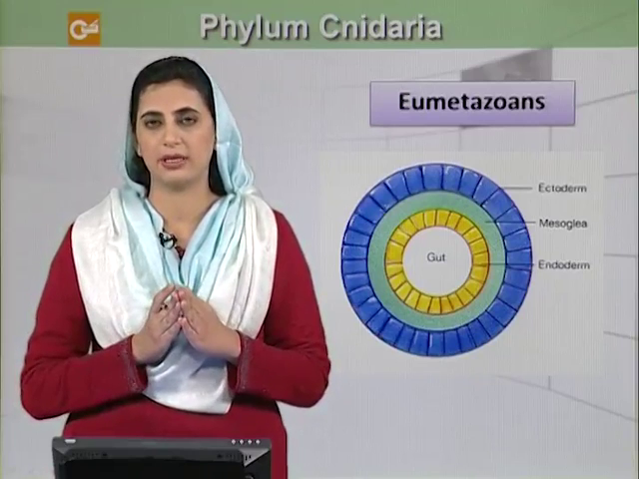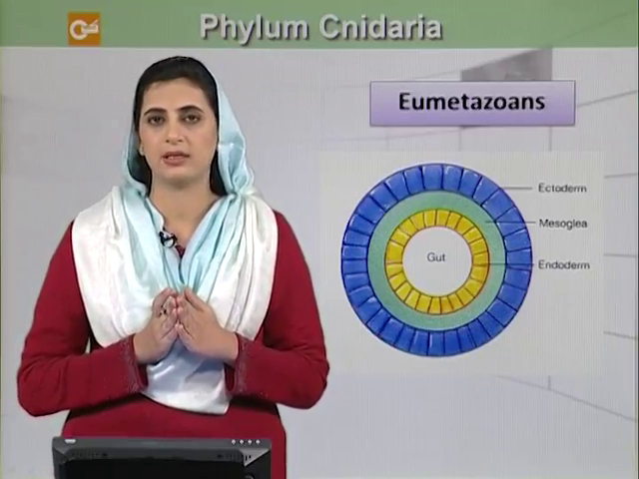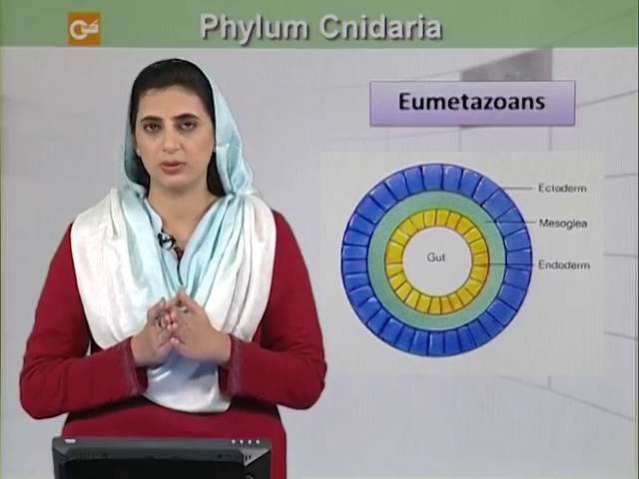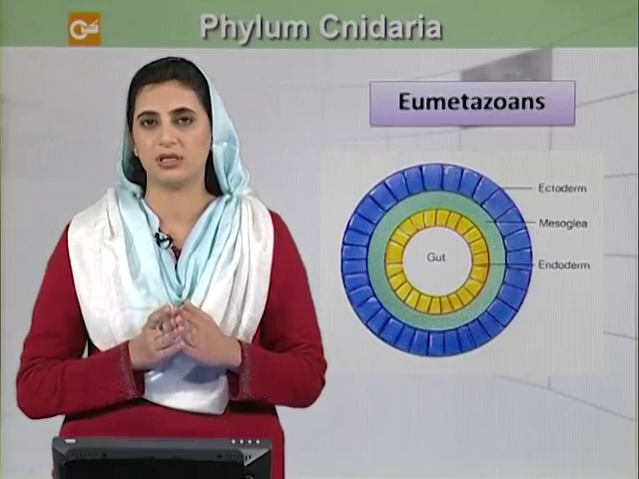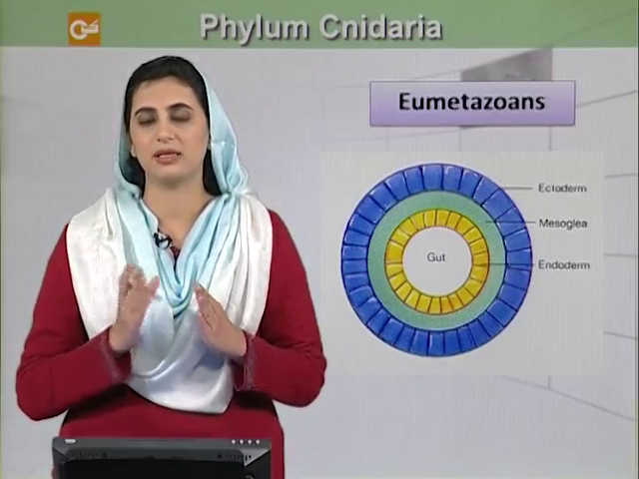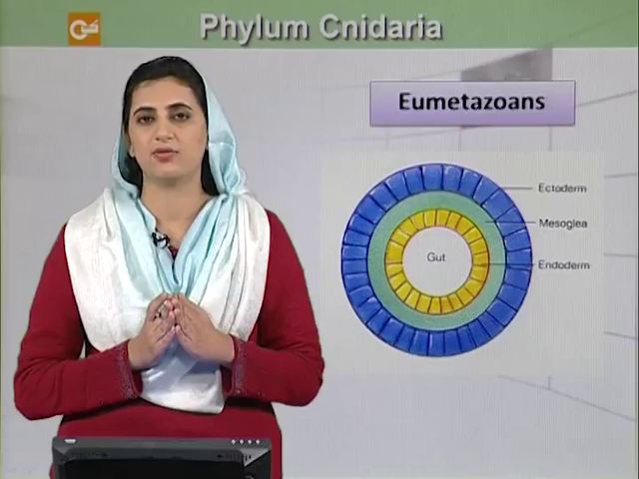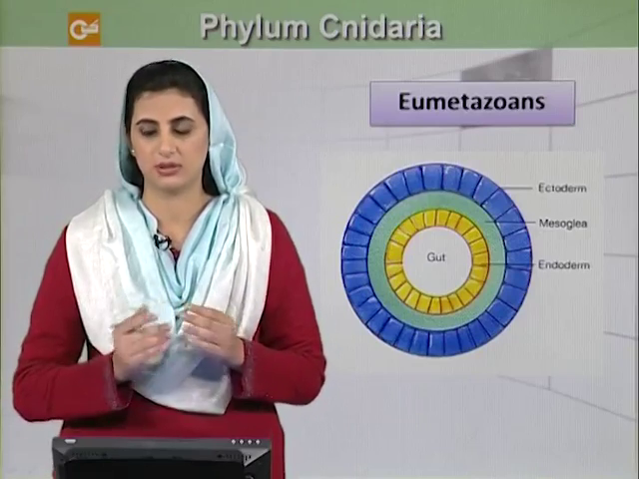The outer body layer is known as ectoderm, and it forms epidermal cells and the nervous system, while the inner layer is known as endoderm, and it forms the digestive system, while the middle layer is known as mesoglea, and it forms muscles in these organisms.